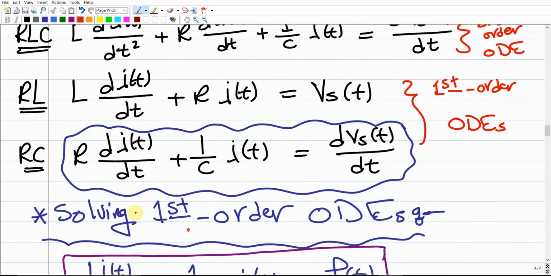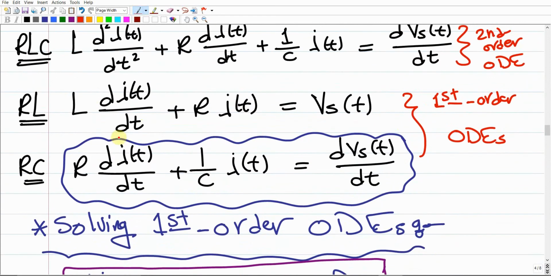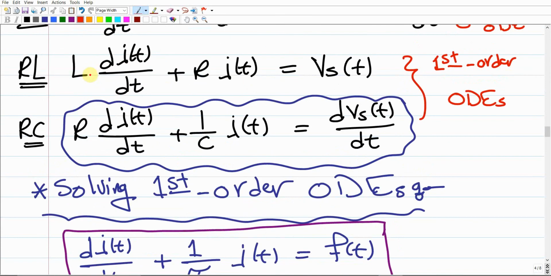Make sense? So the key idea here is, once you derive the first order ODE, your objective is just to convert this ODE into this form. Rewrite this ODE into this form. How can I do this? Simply make the coefficient of the di by dt, the first derivative of the current, to be 1. Very simple. So in this case, I'm going to divide by R. In this equation, here I'm going to divide by L. Here I'm going to divide by R, right?